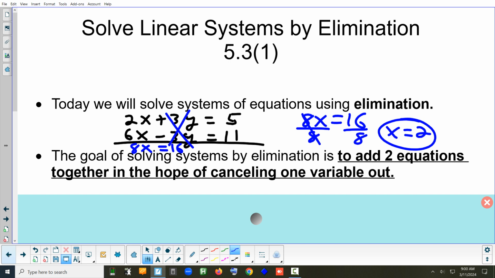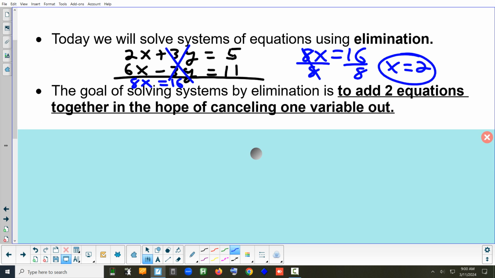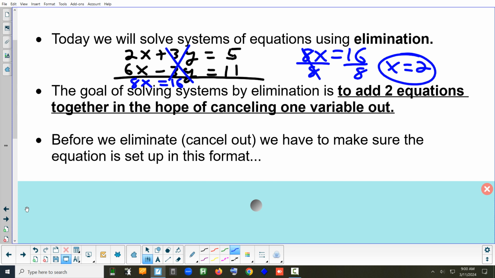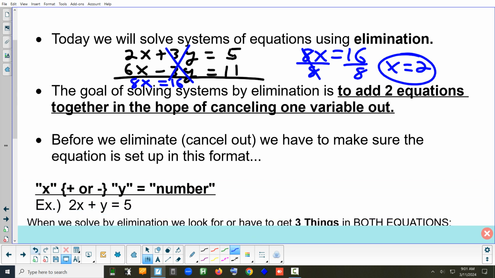But we're going to start out with ones where they give you a number in the top and then the opposite of that number in the bottom so that one of the letters always cancels out. So before we try to cancel out any letters, we need to make sure that our equations are set up in this format.